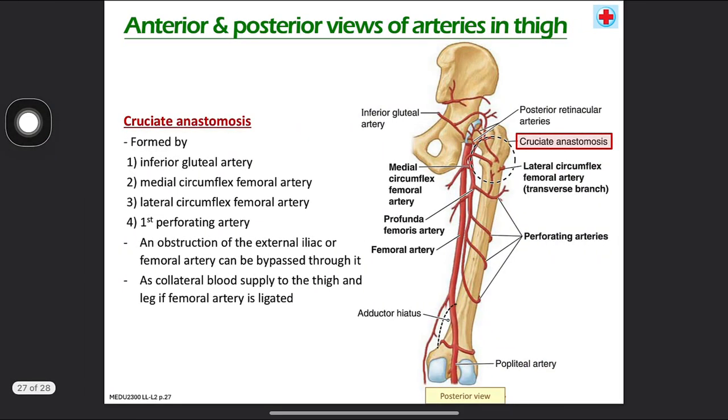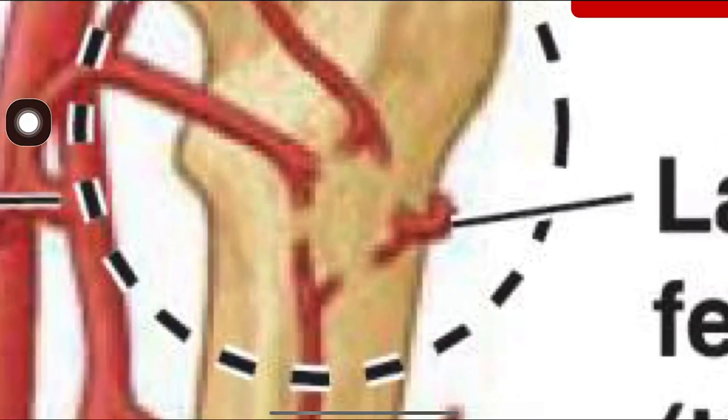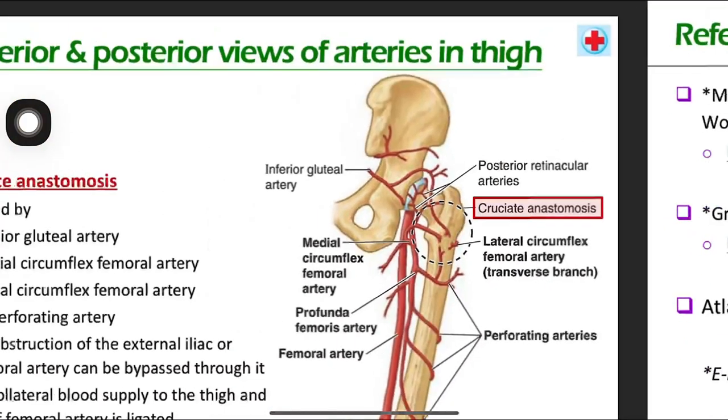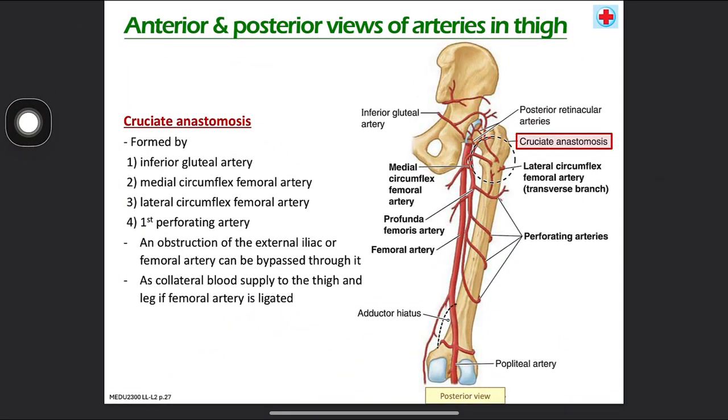Yes, and this is the last one. I want to introduce this anastomosis for you, which is called the cruciate anastomosis. Does it look like a cross? No. It's called the cruciate anastomosis. So for the cruciate anastomosis, let's talk about the members. The members start from the inferior gluteal artery, MCFA, lateral circumflex femoral artery, and also the first perforating artery.